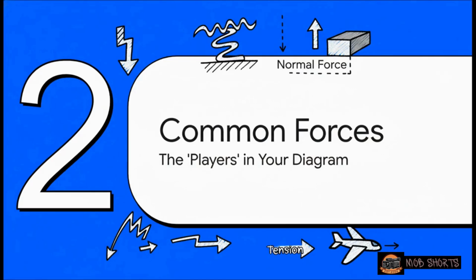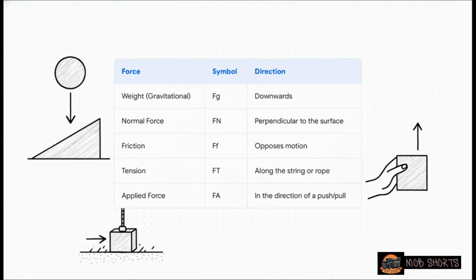All right, so before we can start drawing, we need to know who the main players are. You know, what are the forces that are going to show up time and time again? Let's meet the usual suspects. Here's our team. First up, weight, Fg. That's just gravity, and it always pulls straight down, always.